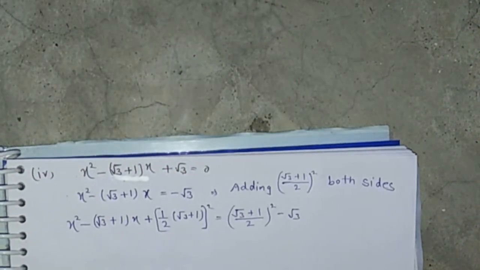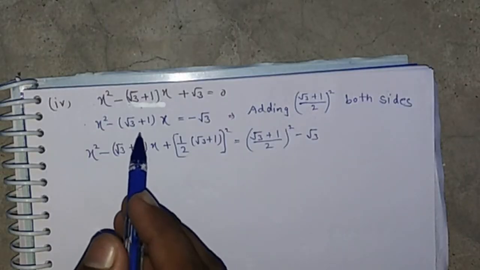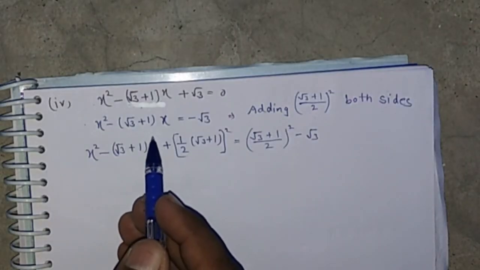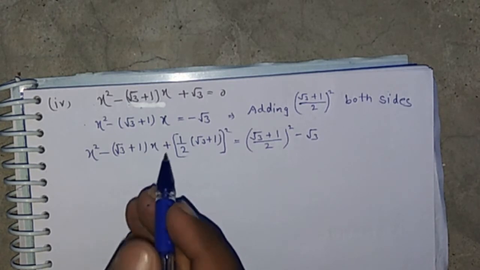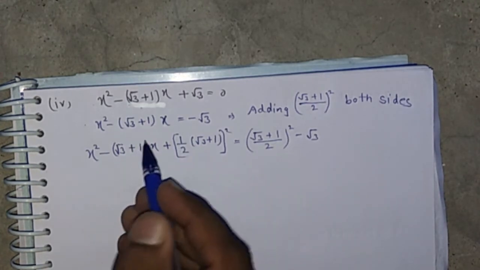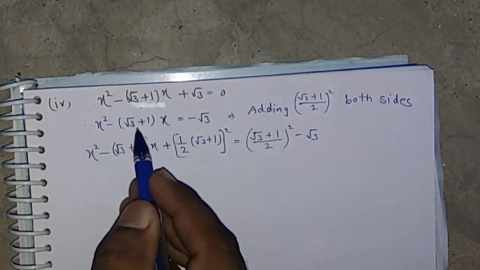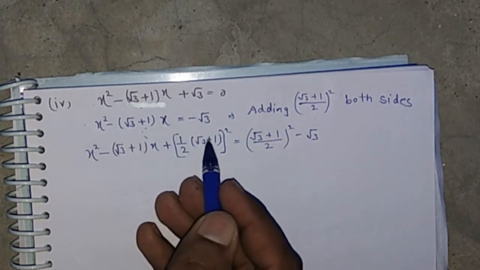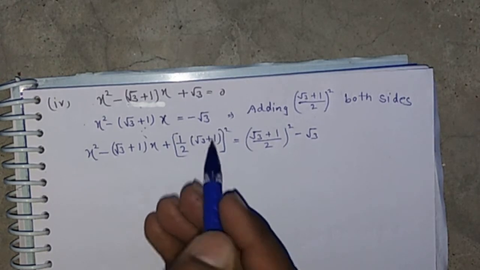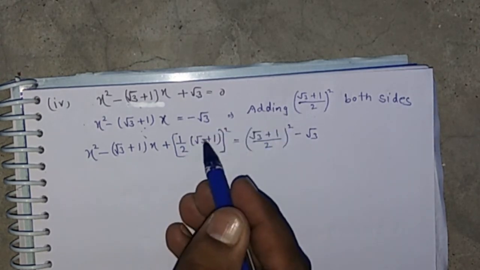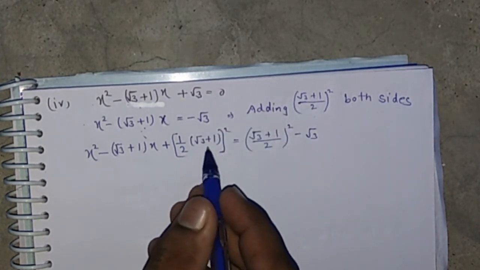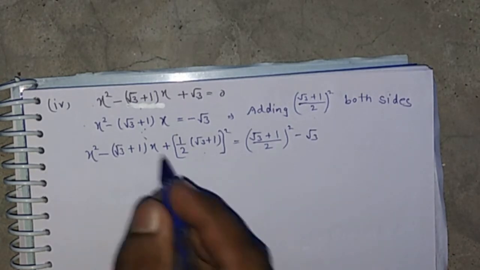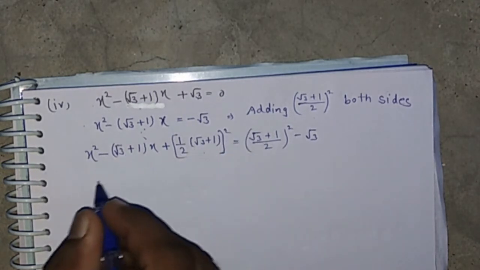Means the third step is we add the whole square of half of the coefficient of x on both sides. The coefficient of x is root 3 plus 1, half of it is root 3 plus 1 by 2, and the whole square of it is root 3 plus 1 by 2 to the power 2, and we add it to both sides.